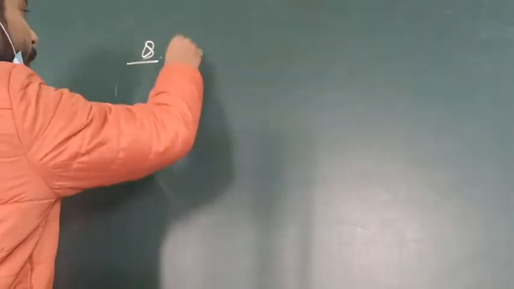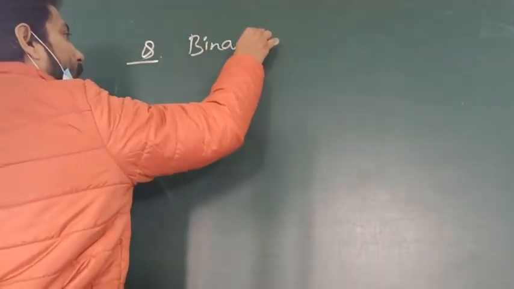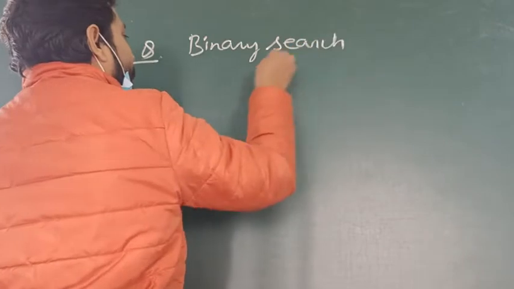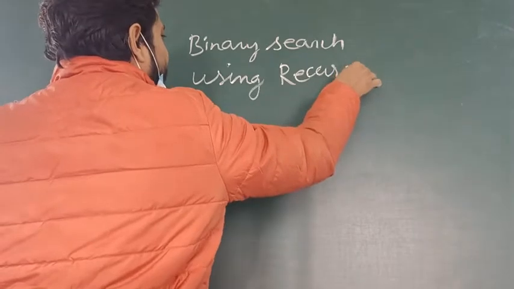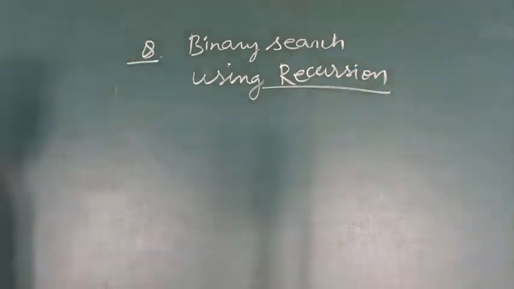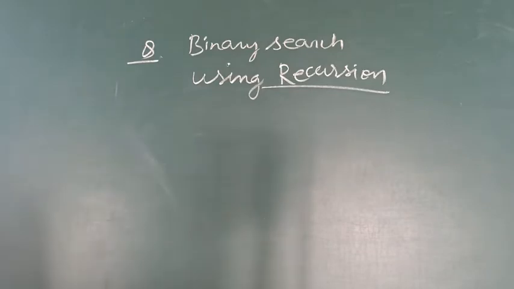Now I will take the next question of recursion. In the previous class we had done the factorial, and today we have done one output question. Now there is one homework question also for you that you will not do, I know, but you have to do: binary search using recursion.